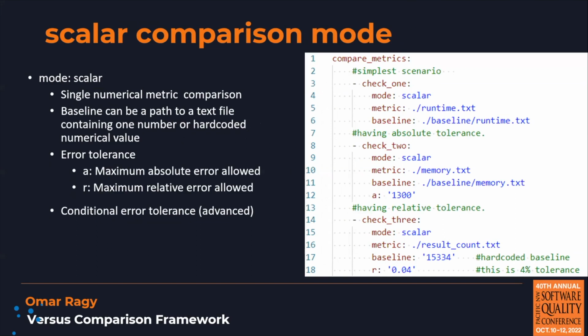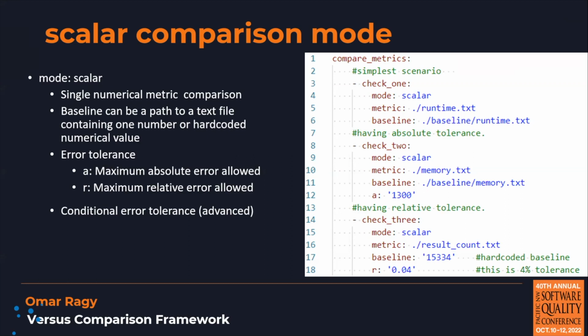Okay, the scalar is pretty much straightforward. You are comparing a single value inside a file versus another value inside the baseline. It works well with the tolerance as well. So sometimes you would like to compare the current test runtime with the baseline runtime, or current memory consumption for a test case with the baseline and so on.